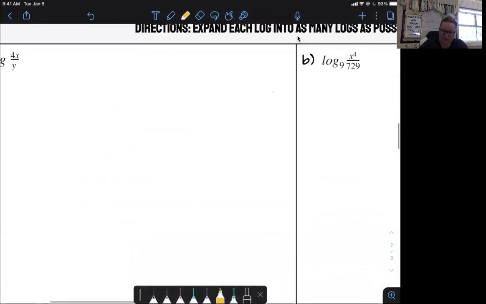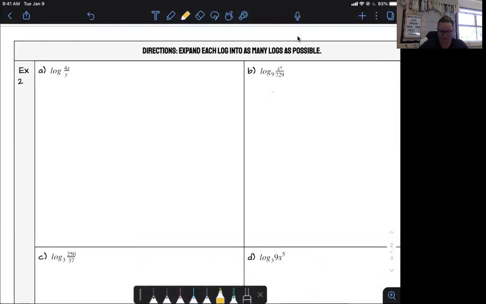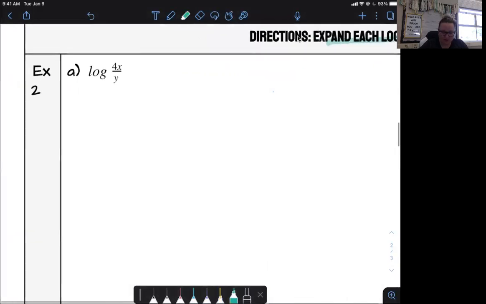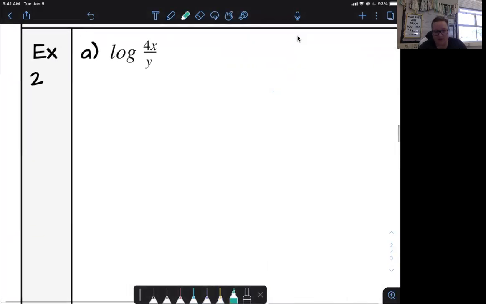So now we're going to expand the expression with as many logs as possible. So I have the log of 4x over y, and I want to write this out in as many logs as possible. So I want each of these things to end up in its own log. 4 will have its own log, x will have its own log, and so will y. So this expression is going to end up needing 3 logs.